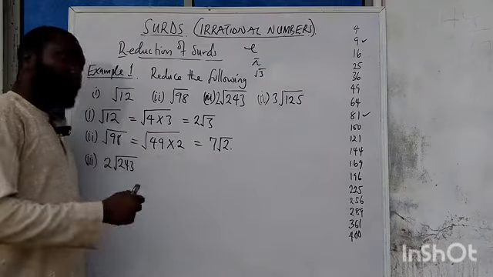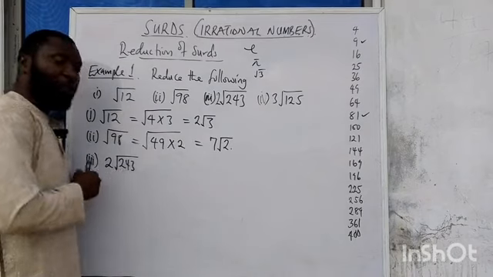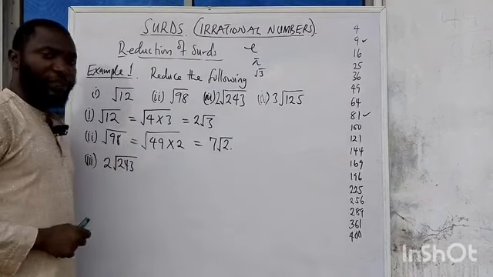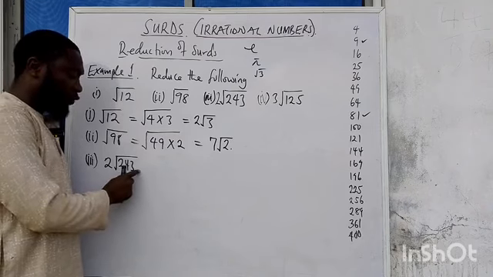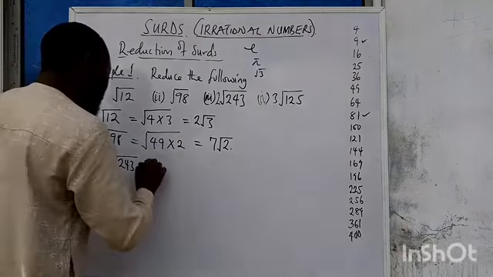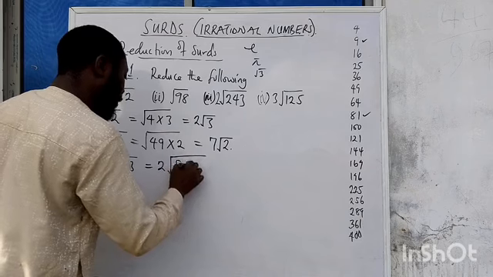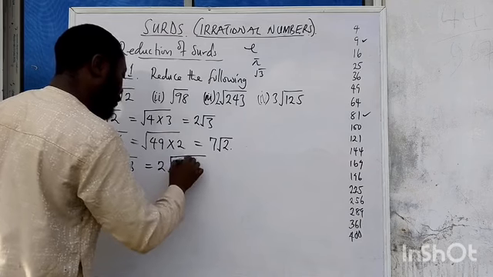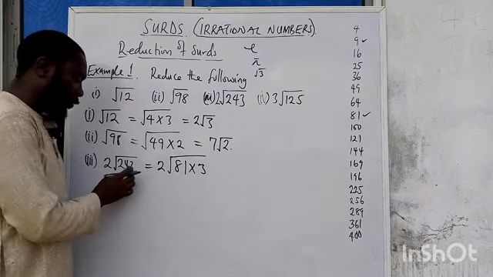So because of that, you consider the highest among the perfect squares that are factors of this value. So now we are taking 81. 81 multiplied by 3 will give us 243. So now we write this as 2 square root of 81 multiplied by 3, because 81 times 3 will give us 243.